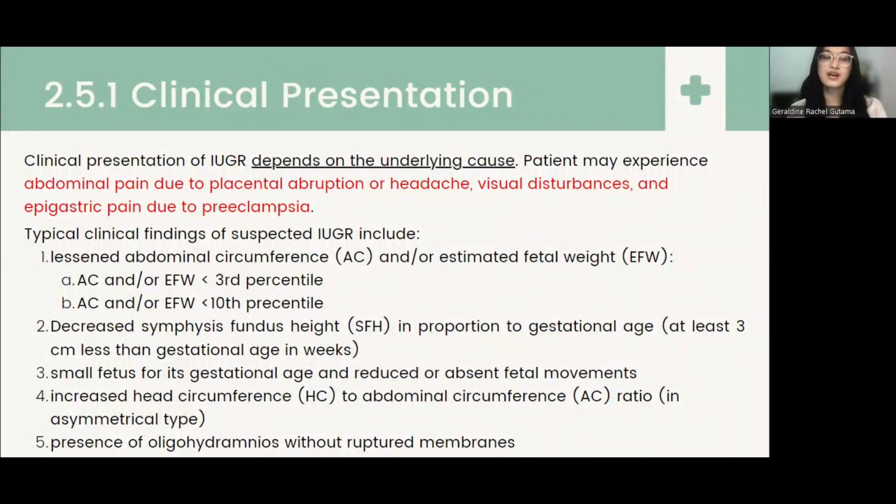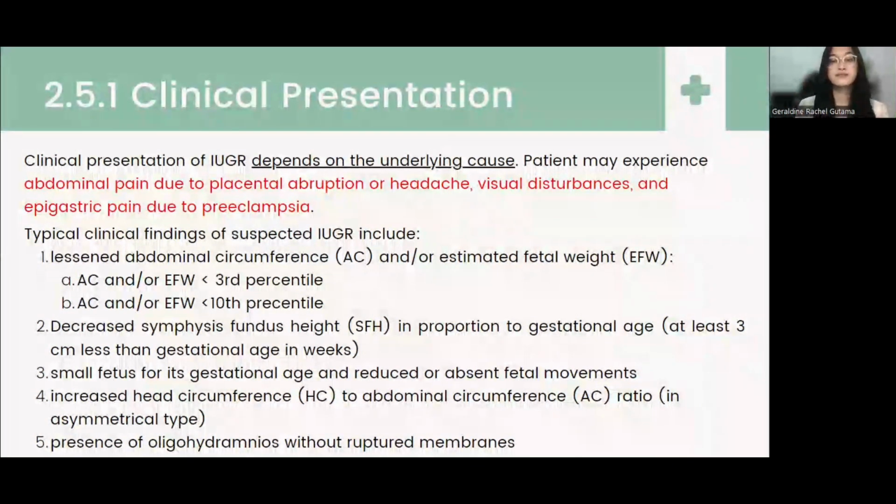The clinical presentation of IUGR depends on the underlying cause. Patients may experience abdominal pain due to placental abruption, or headache, visual disturbance, and epigastric pain due to preeclampsia. Typical clinical findings of suspected IUGR include, first, lag in abdominal circumference and or estimated fetal weight.